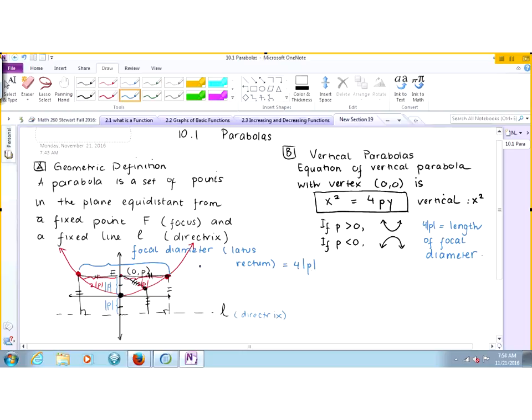So what is the length of the focal diameter? 4P. So 2P on the right of the focus and 2P on the left of the focus. Did you see it? The length from the focus to this point is 2P, and the length from the focus to the other point is 2P. So 2P plus 2P is 4P. Does that make sense? So 2P to the right, 2P to the left. That's why it's 4P, and that's the focal diameter. So now let's talk about horizontal parabolas.